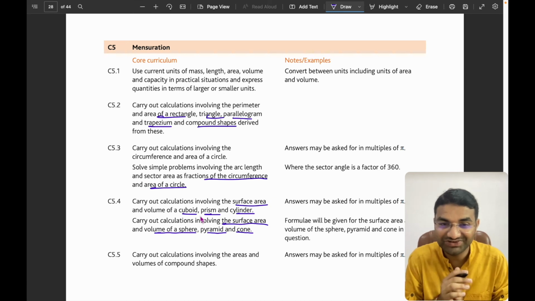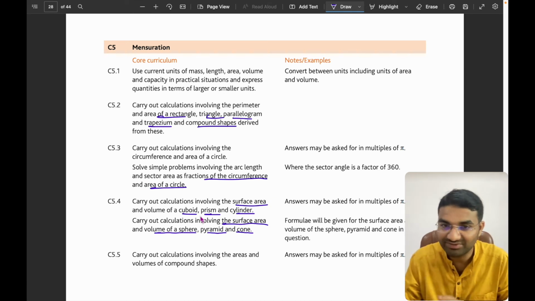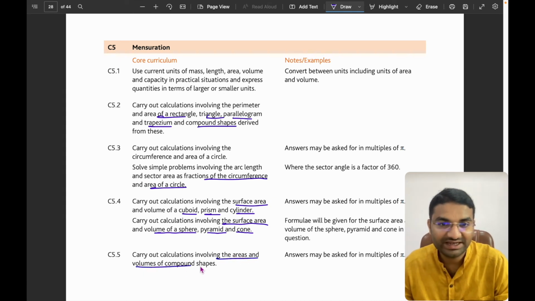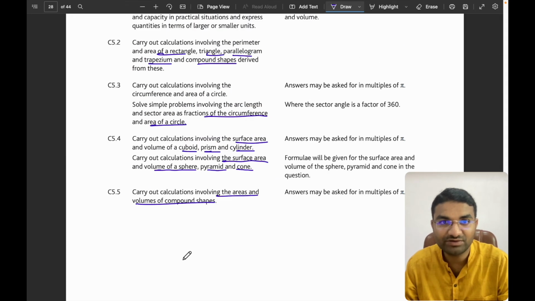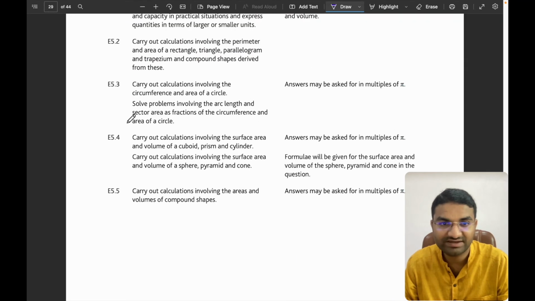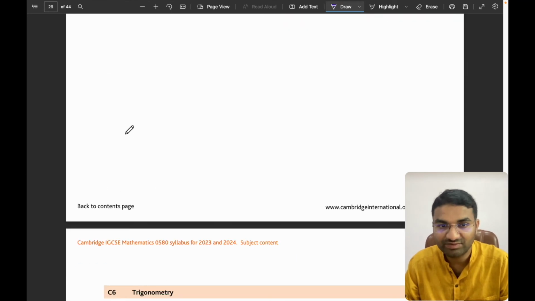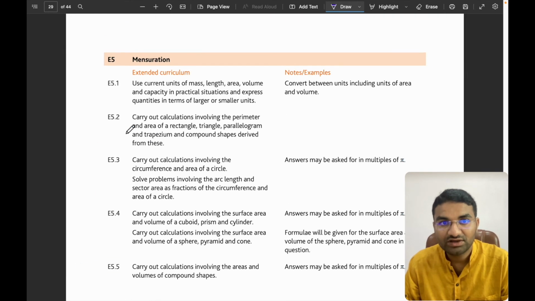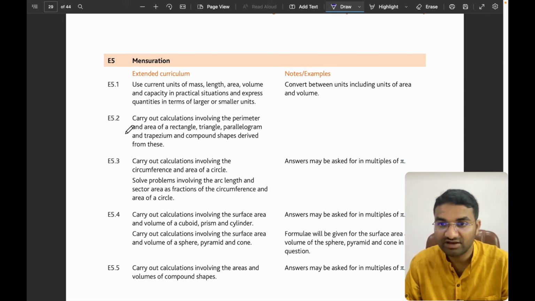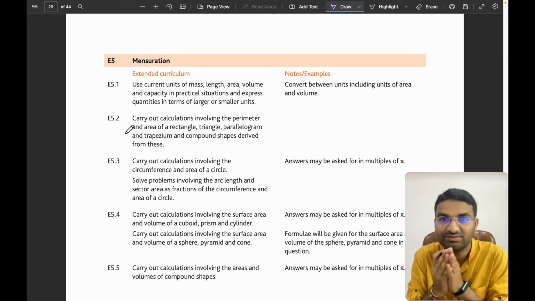Right. Okay, so solving the areas and compound shapes. Fine. Then next part, apart from the core syllabus, for the extended syllabus it's the same, similar. So more or less the mensuration topics for the core and extended syllabus are the same.